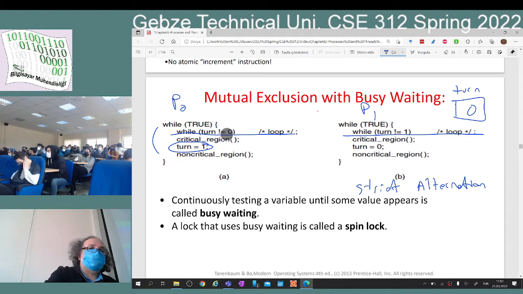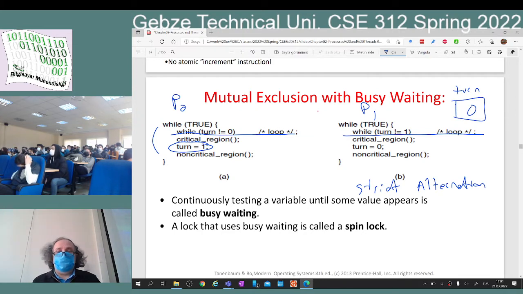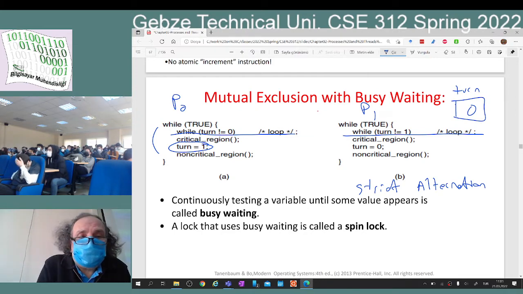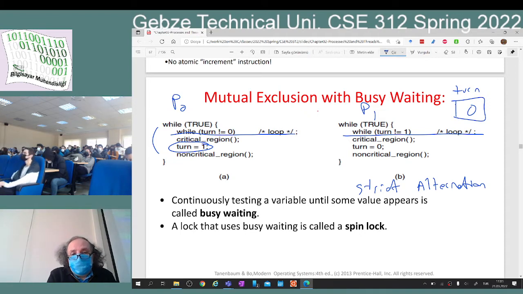Likewise, this one cannot enter the critical region if turn is not zero. So there is no problem in terms of rule number one. No two processes can be inside the critical region at the same time. Cannot happen. But as always, there is a problem with the solution too. Not rule number one, but some of the other rules.